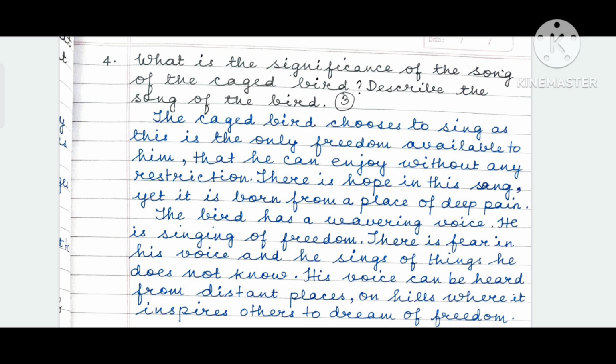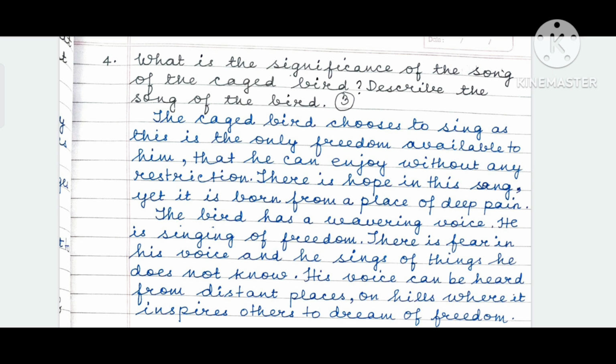The caged bird chooses to sing as this is the only freedom available to him that he can enjoy without any restriction. There is hope in this song, S-O-N-G, yet it is born from a place of deep pain. This is the significance of the song of the caged bird. The song is the only freedom available to the bird. And now describe the song of the bird.